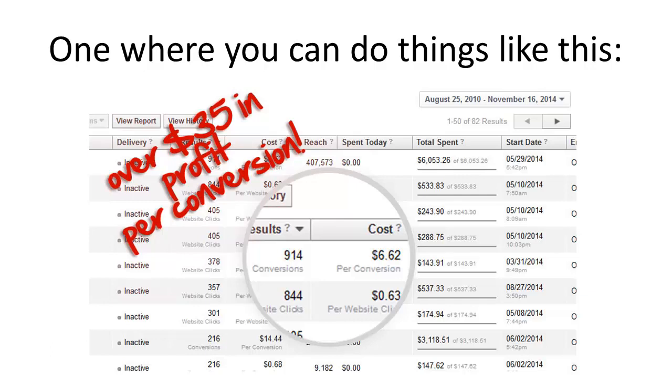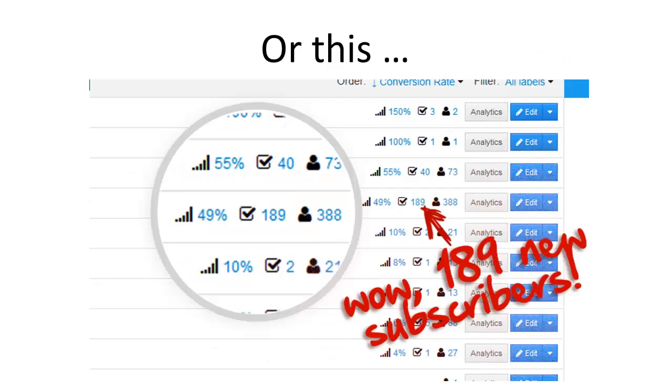I'm giving you a couple of screenshots from Facebook, if you've ever done any ads there. So here I've got a promo with 914 conversions at a cost per conversion of $6.62. You might be thinking, whoa, that's a lot of money. It is a lot of money. However, I also made over $30 per conversion in profit. Not bad, hey? Oh, 35, there you go.